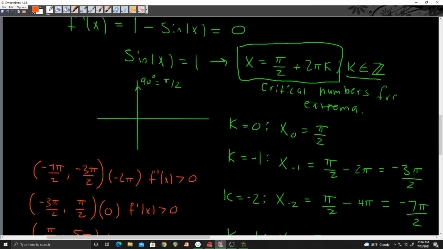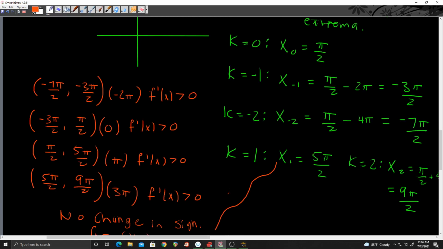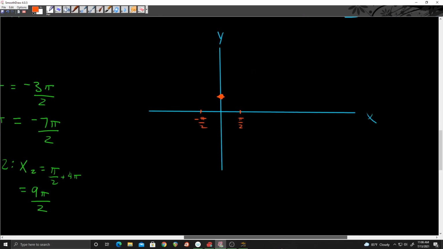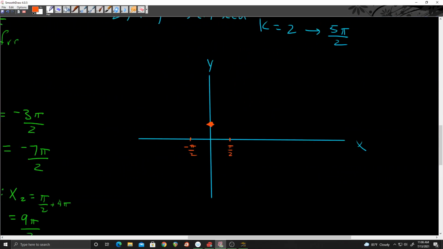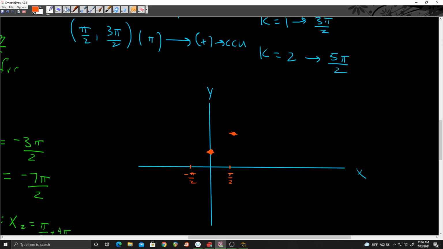So our solution here, negative 3 pi over 2, pi over 2. Negative 3 pi over 2. Okay. So here at pi over 2, the first derivative is exactly 0. So somewhere here is where the slope is going to be flat. So here the slope is flat. And we know that we are concave down, which means our slope is getting more negative as we go.